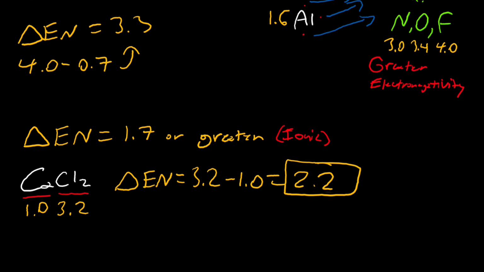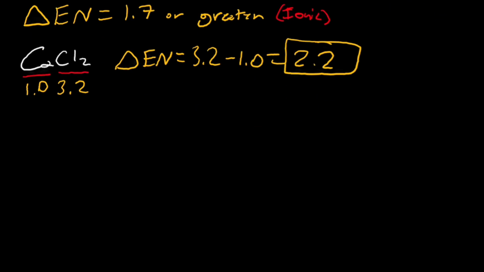What's interesting about this is that two nonmetals can have an electronegativity difference of 1.7 or greater, and they can actually become ionic compounds, even though no metals are involved. Anyways, moving on. What if the electronegativity difference is 0?